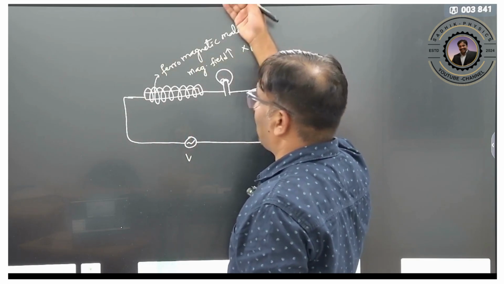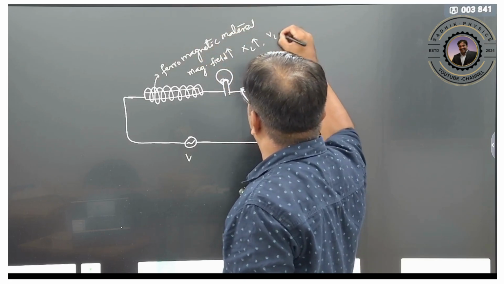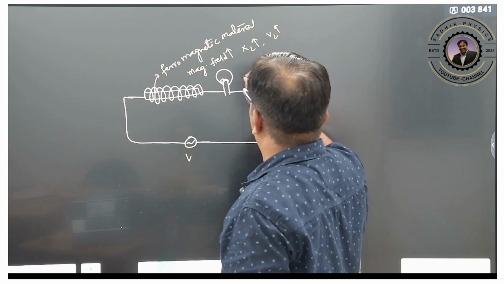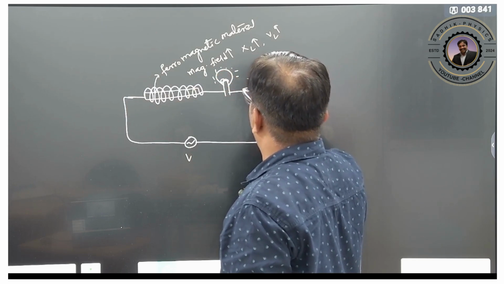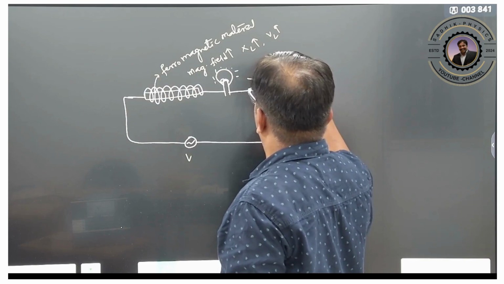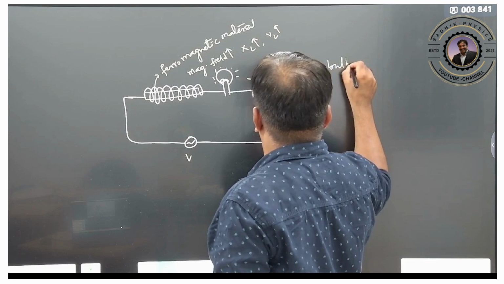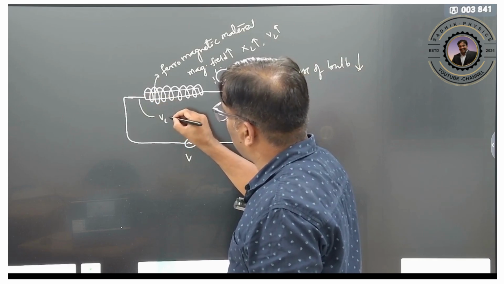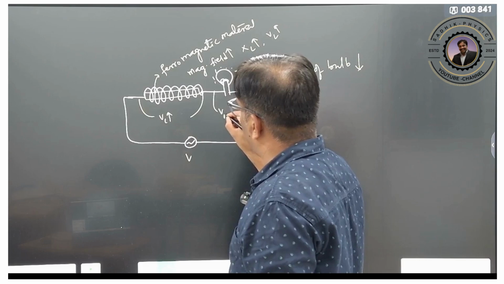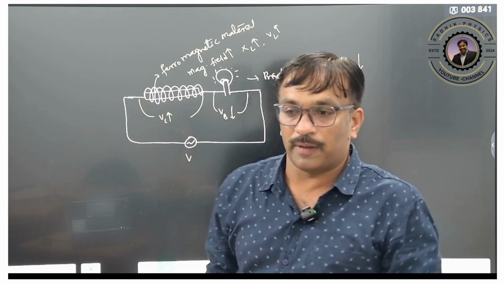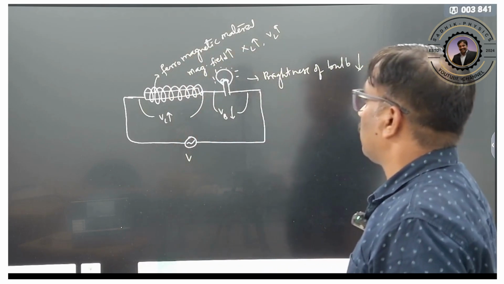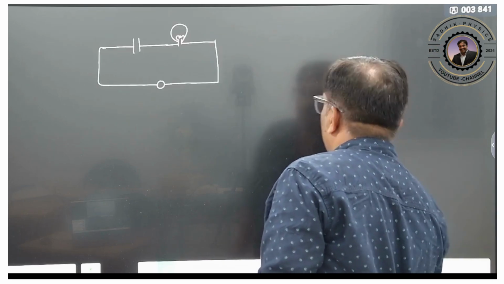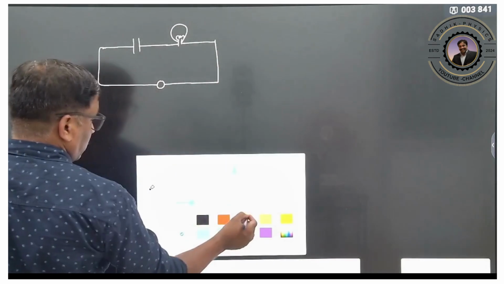XL will increase. When XL is increasing, VL across this also increases. When VL increases, the brightness of the bulb will decrease. Why? Because VL is increasing, which means potential across this bulb decreases. Clear? That's why the bulb glows dimmer when inserting the ferromagnetic material. Clear?